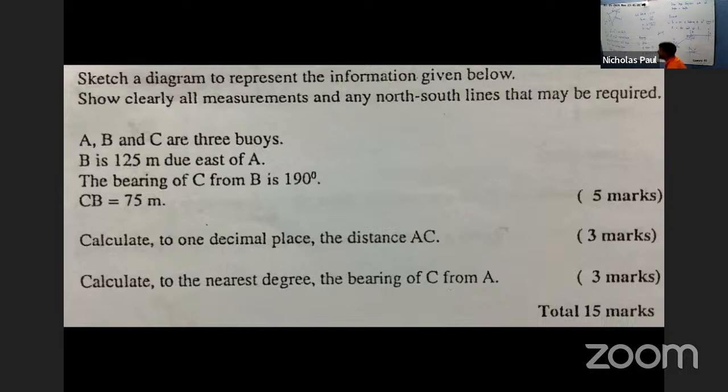Right, those are the key words. B is due east of A, so you have to figure out where it's starting. The bearing of C from B. You have to figure out where it's starting, and once you figure that out, it should be okay. And then complete it, it should be a nice triangle. You know the angles and things.